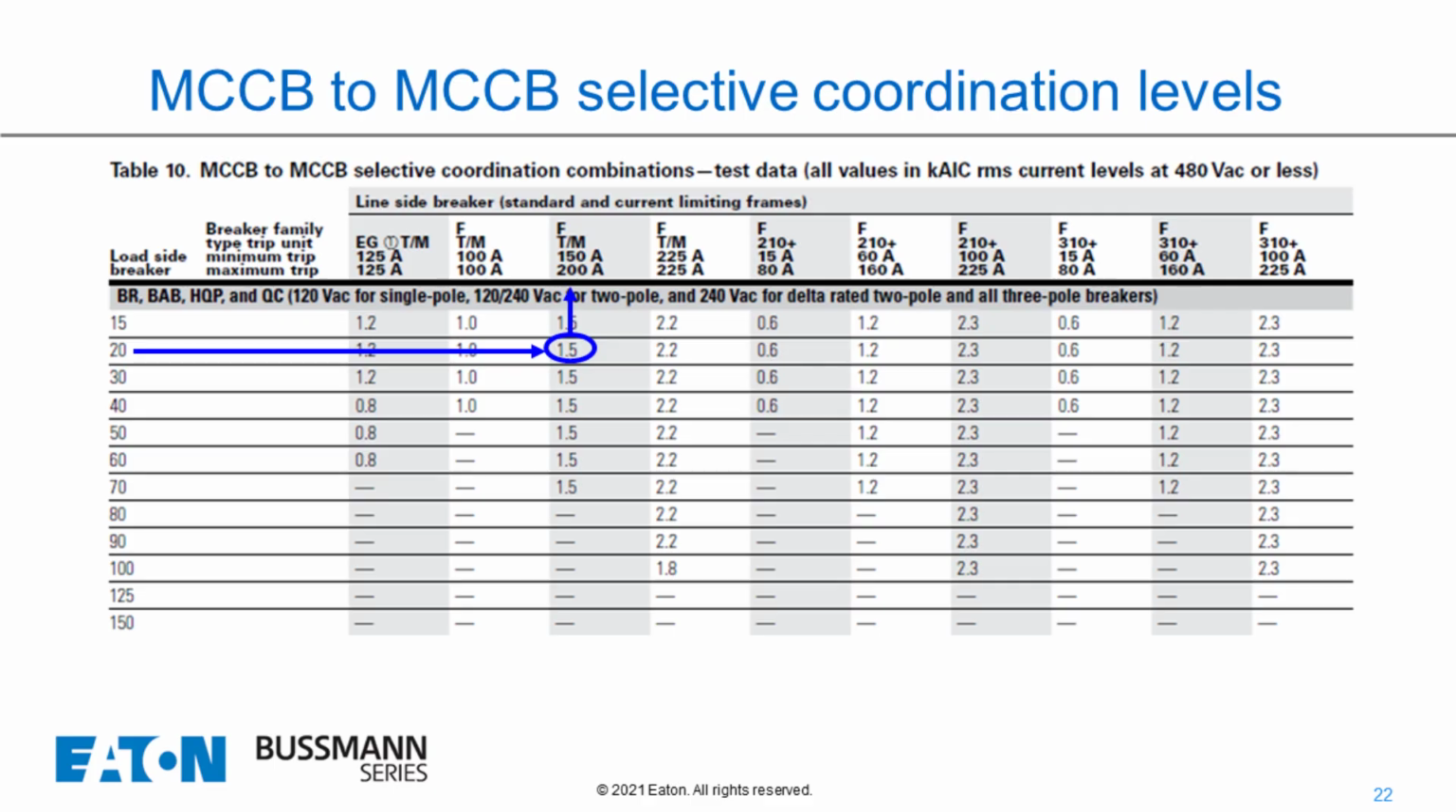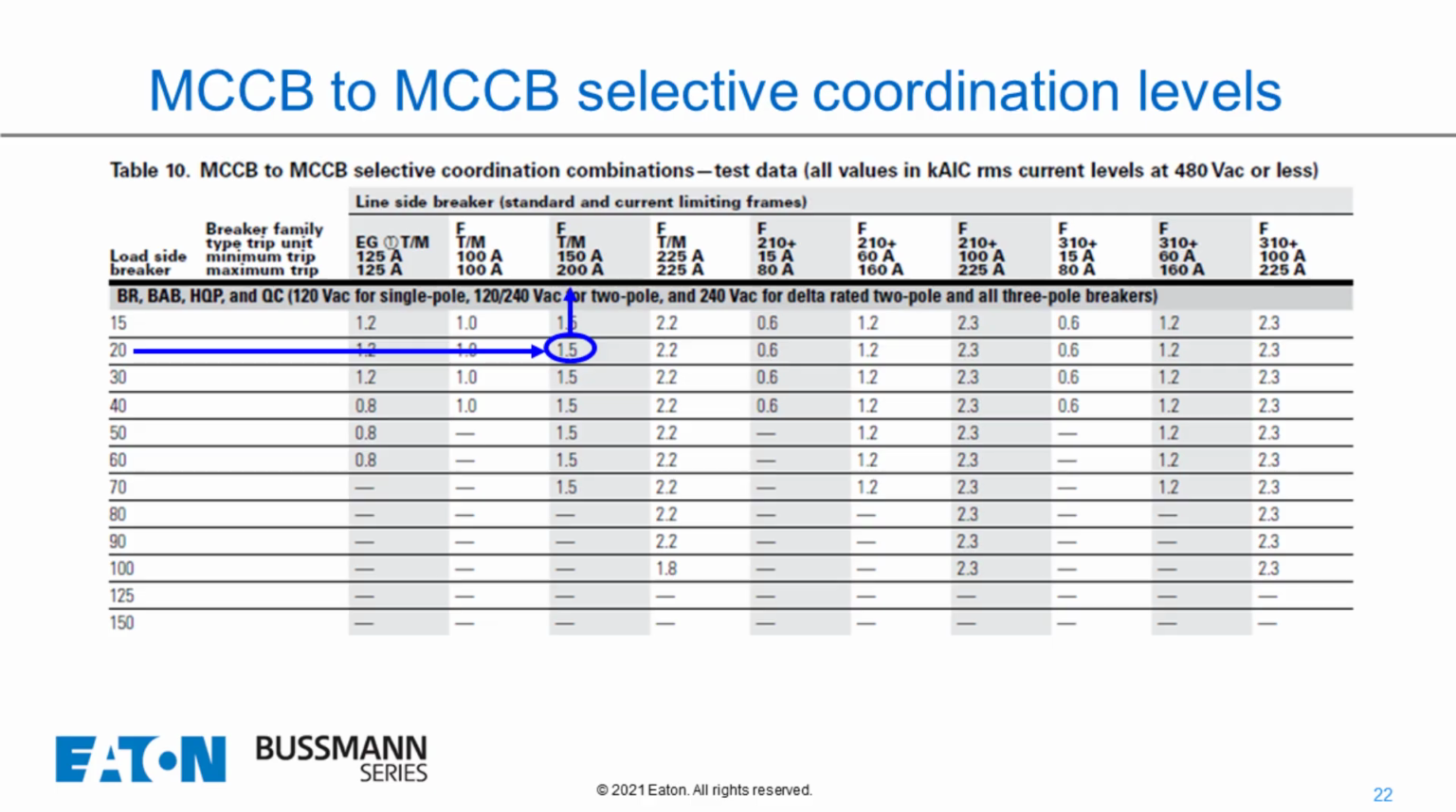All right, so we got the 20 amp breaker. We stop at the F frame, and we show that these two breakers, the 20 amp breaker and the 150 amp breaker, will selectively coordinate up to 1,500 amps or 1.5 K amps. All right, so we're talking 1,500 amps. They'll selectively coordinate. And so what was our fault current? Our fault current was 1,000 amps.